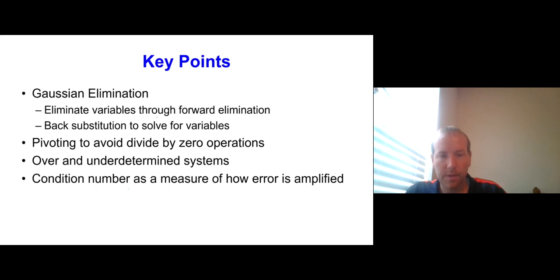And finally, we talked about condition number as a way of measuring how error is amplified when you're solving these linear systems. We find that in general, if you have a very high condition number, then you're very susceptible to making round-off errors in this solution.